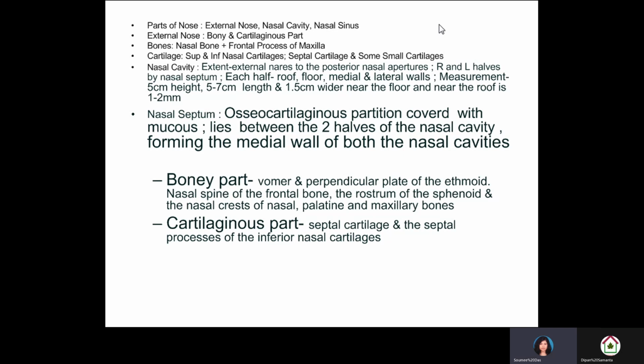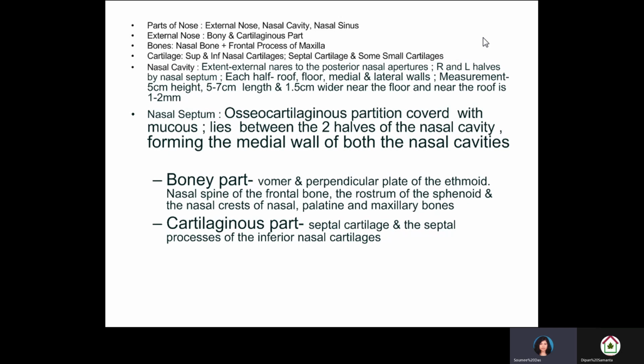Now the nasal cavity is divided into left and right halves by the nasal septum. So the nasal cavity is divided into two parts, the right half and the left half. Now, which is the separating part? The separating part is the nasal septum. The nasal septum divides the nasal cavity into right and left halves. Each half has a roof, a floor, a medial wall, and a lateral wall.